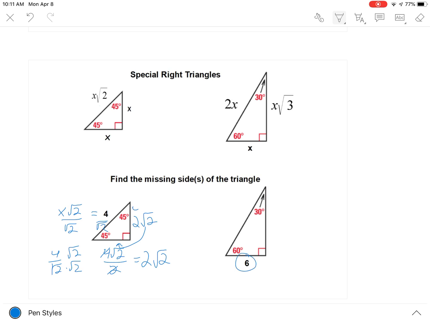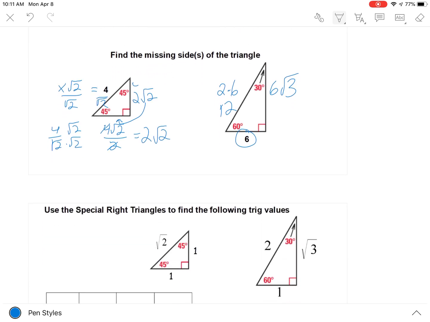Whereas here, if I get the short leg, that's awesome. That's perfect. I can just double that. So 2 times 6 gives me 12. There's a double in there, multiplying. And the long leg is going to be 6 times the square root of 3. Okay, we'll practice that a lot more.